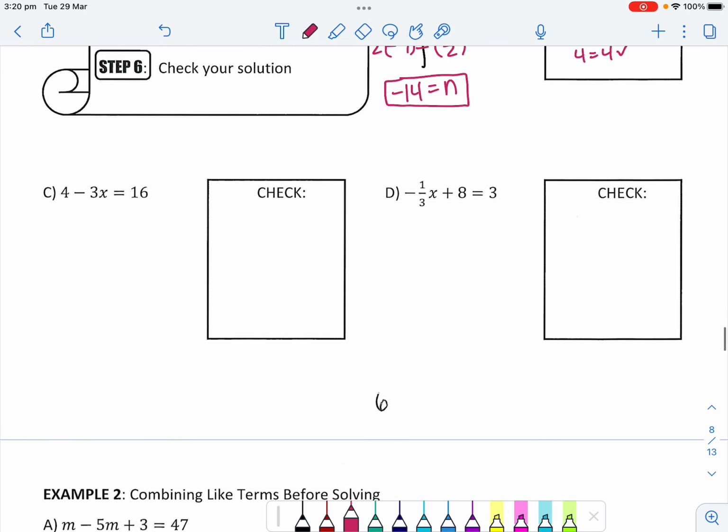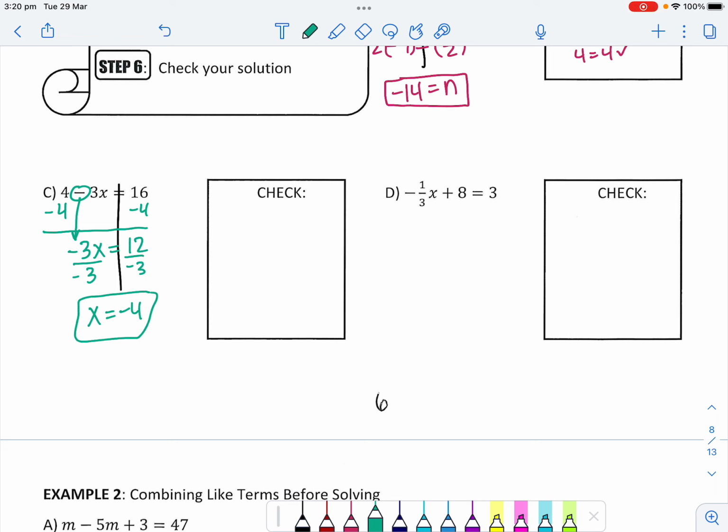Okay, in part C, 4 minus 3x equals 16. I'm going to draw a line through my equal sign. I'm going to get rid of the constant first, so minus 4 on both sides first, so negative 3x equals 12, and this is really important that you bring this minus sign down as the negative. Okay, so don't lose your negatives. Then I'm going to divide by negative 3 on both sides, so x equals negative 4.